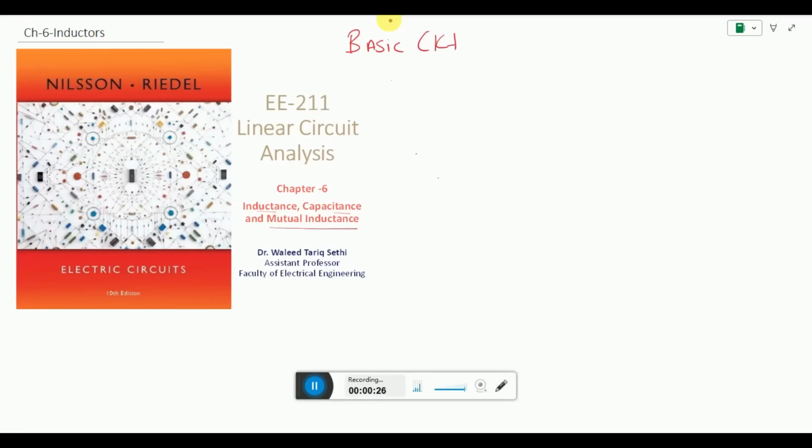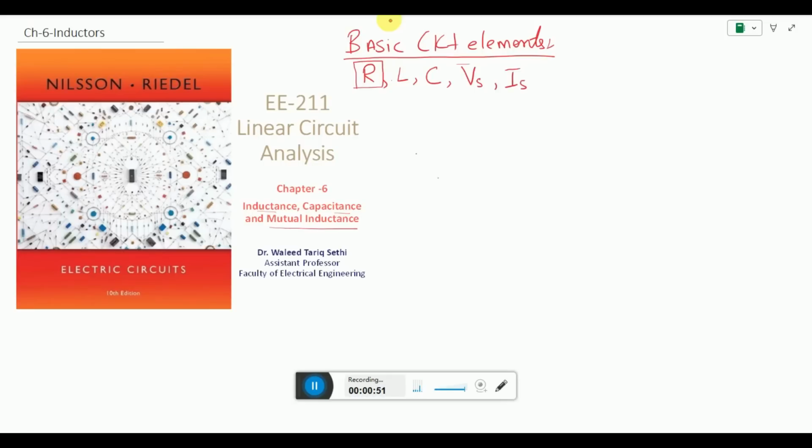and we know that there are 5 basic circuit elements. That was resistor represented by R, then we had inductor represented by L, then we had capacitor represented by C, and then we had the voltage source and the current source. So till now we have understood what is resistor and what is the purpose of resistance in a circuit.